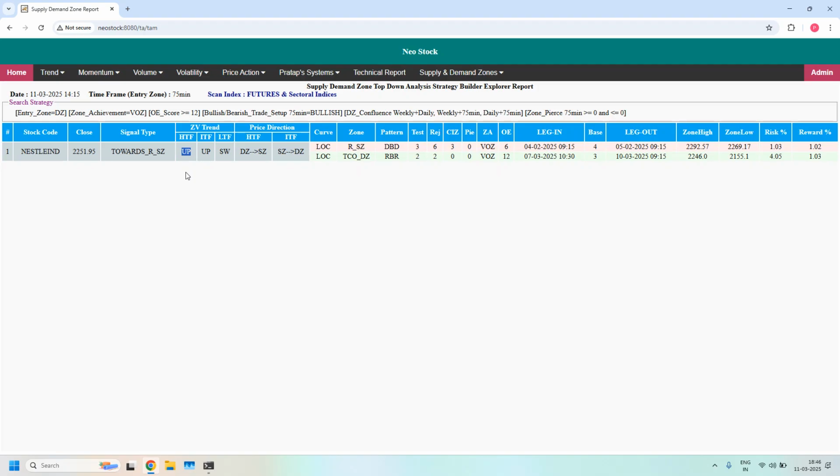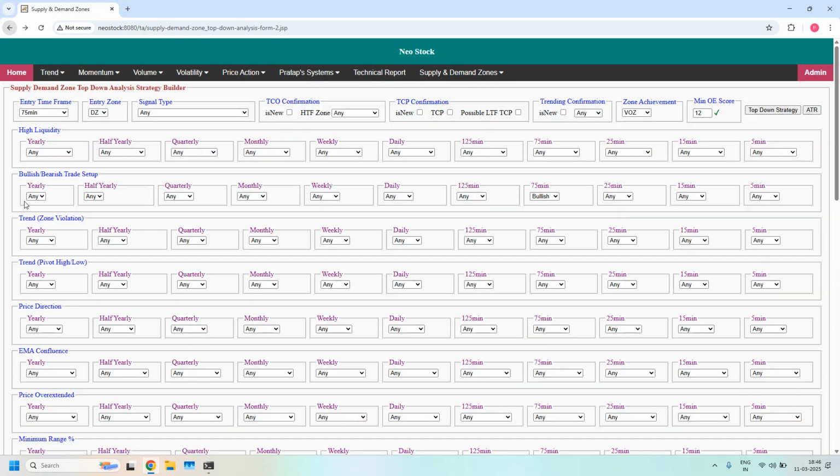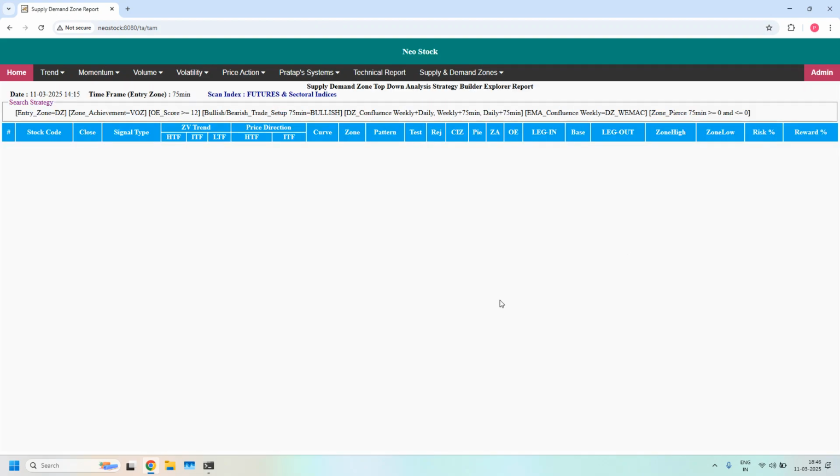That's why if weekly demand zone having weekly EMA confluence, this stock is even having more probability to get success. Let's verify. In the EMA confluence at weekly time frame, I am checking weekly demand zone having weekly EMA confluence. So the stock is not filtered. It is the weekly demand zone not having weekly EMA confluence.